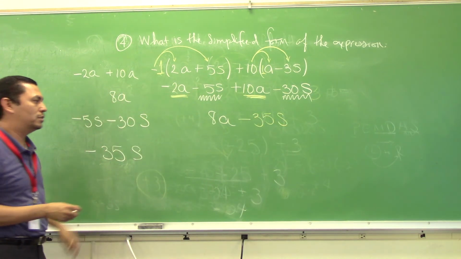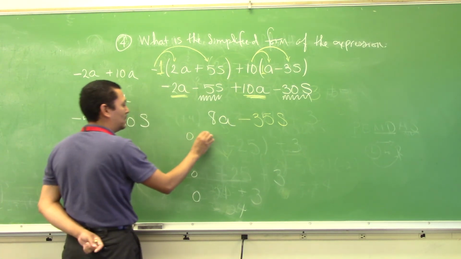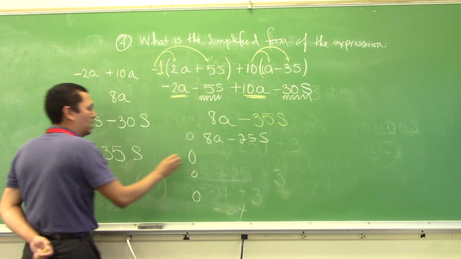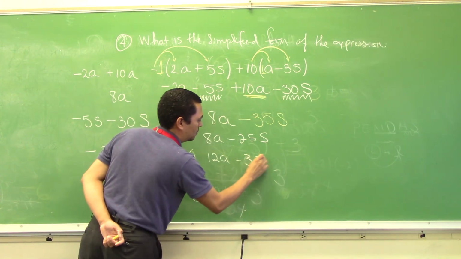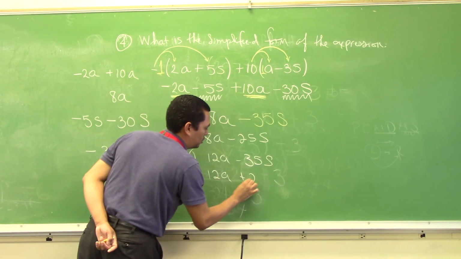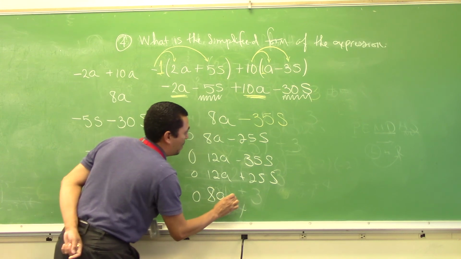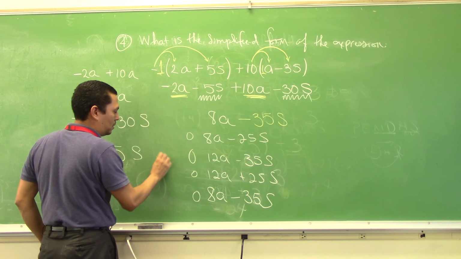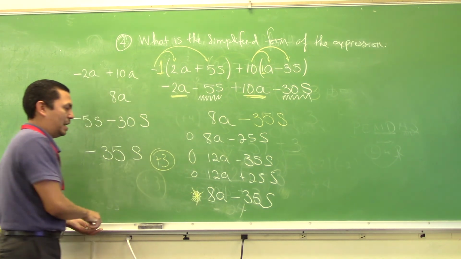You have four options of solutions. 1, 2, 3, 4. The first one was a minus 25s. That was the first one. 12a minus 35s. Then you had 12a plus 25s. And the last one was 8a minus 35s. So in this case, to get your 3 points, you mark that one, and it will give you the solution.